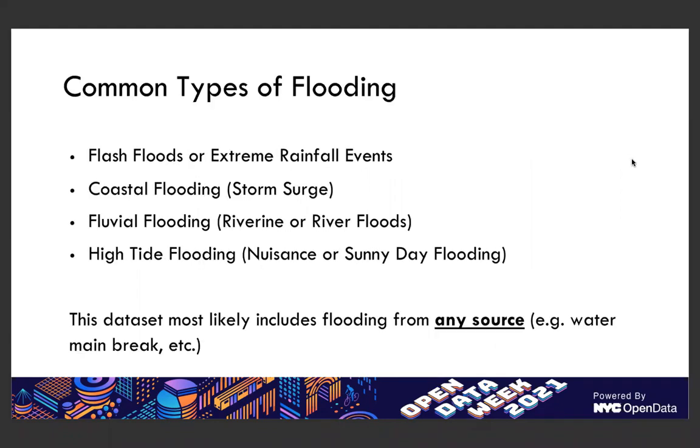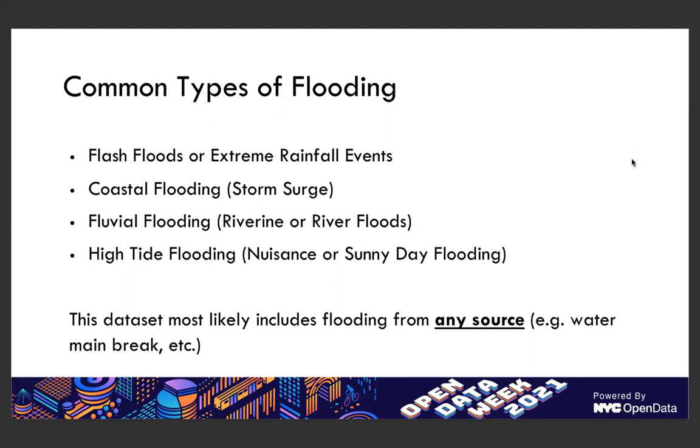Just some terms about flooding. So flash flooding is also called extreme rainfall events. There's also coastal flooding, which is storm surge. That's, for example, Hurricane Sandy, Katrina, these big storms that really push the winds and the water, and it can cause serious damage, as we all can tell. But there's also fluvial flooding, which is riverine or also river flooding. And there's also high tide flooding, which, depending on where you are looking at it, it's called nuisance flooding or sunny day flooding.